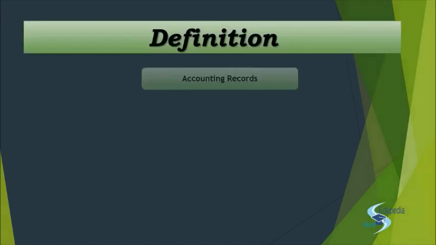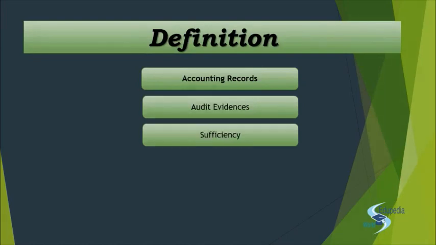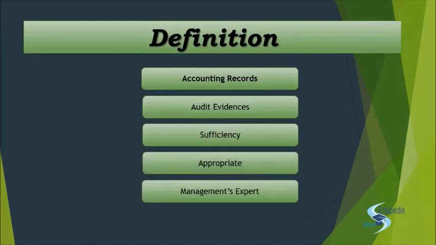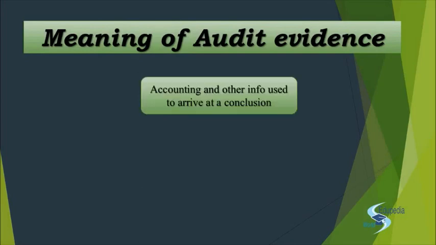Then we have the definitions: accounting records, audit evidences, sufficiency, appropriateness, and management expert. So you know basically what accounting records are. We'll move ahead with the meaning of audit evidences. Audit evidence basically is accounting and other information, that means non-accounting information, which is used by the auditor to arrive at a conclusion.